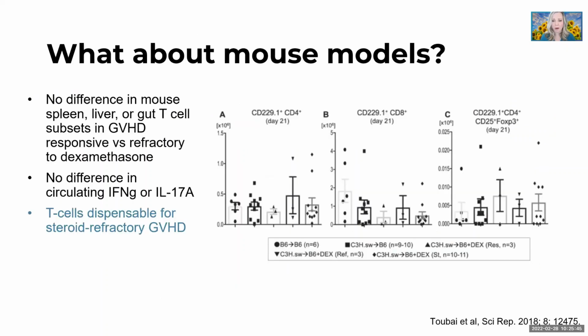What can we learn from mouse models? There are few mouse models of steroid refractory GVHD, but this one in particular did a really extensive study of T cell subsets in a steroid refractory model, looking at spleen, liver, and gut T cell subsets and function in mice who were responsive versus refractory to dexamethasone. And what they saw is there's no difference in the number or function of CD4, CD8, or Treg cells in these mice. The conclusion from this mouse model was that T cells were dispensable for steroid refractory GVHD.